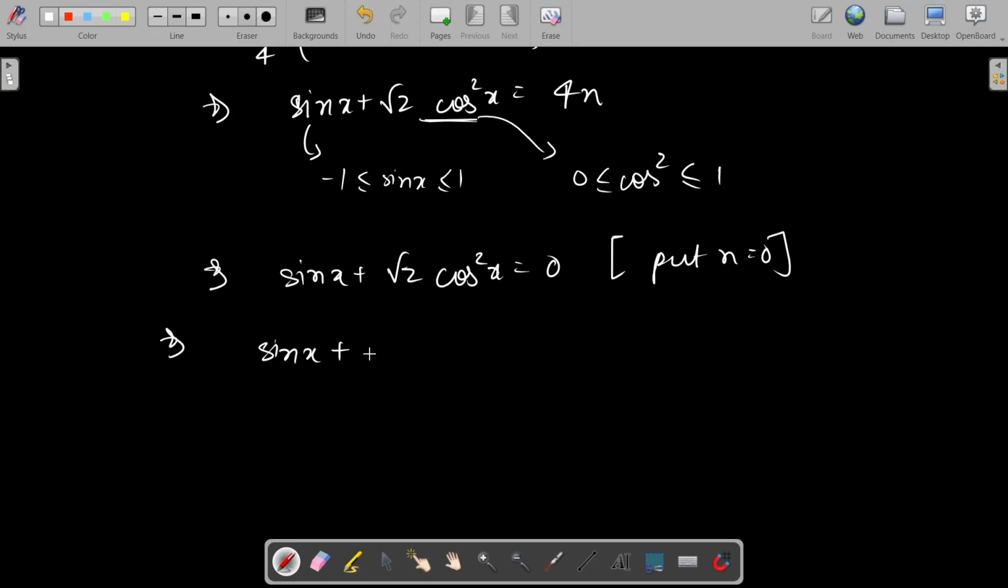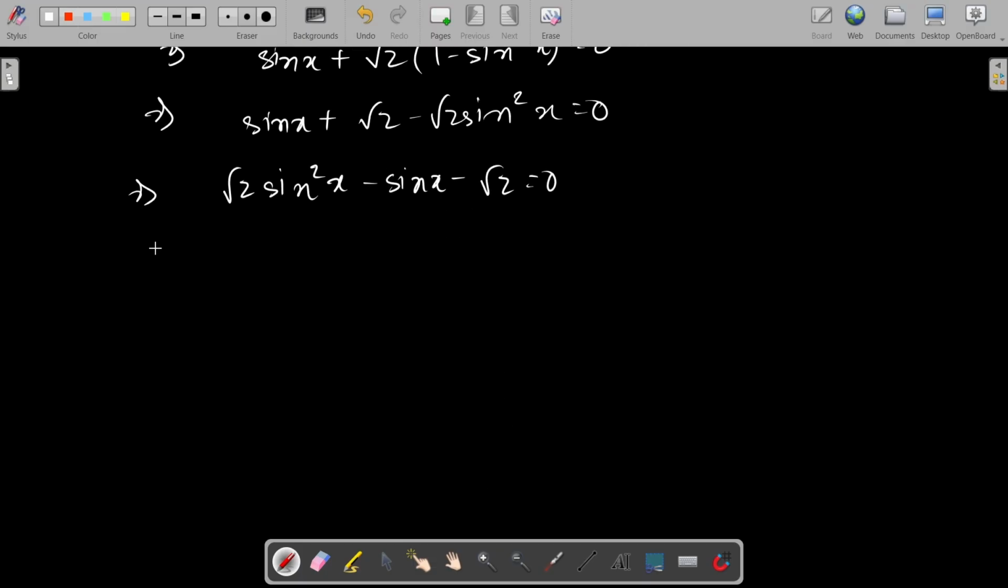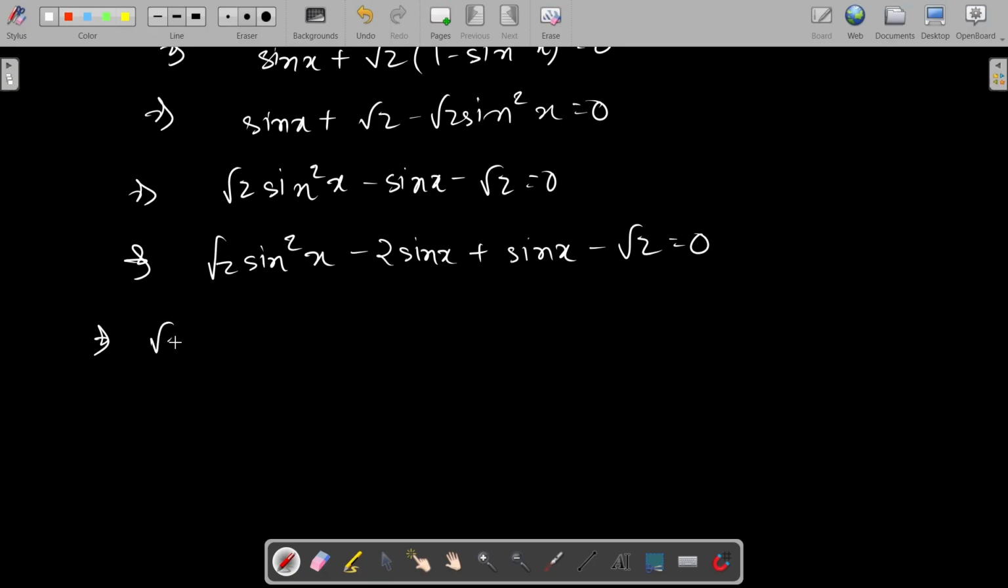Now, to make this a quadratic equation in sine, we will write cos²x as 1 − sin²x, so sin x + √2(1 − sin²x) = 0. Just open the brackets: √2 − √2 sin²x + sin x = 0. I'll multiply by −1 on both sides and end up getting √2 sin²x − sin x − √2 = 0. I hope this is correct. If we factor this into two factors, it's √2 sin²x − 2 sin x + sin x − √2. Yes, I guess this works.